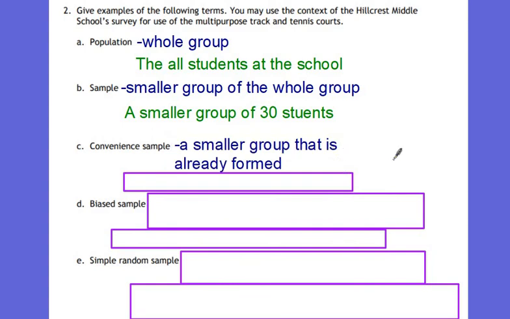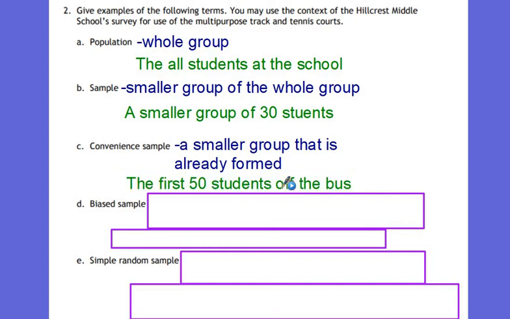So it's a smaller group that has already formed. An example we could write: I could stand out in the morning and ask the first 50 students that walk off a school bus their opinion. Well, I left out all the other modes of transportation, and they don't get a say in it. But it was convenient for me.